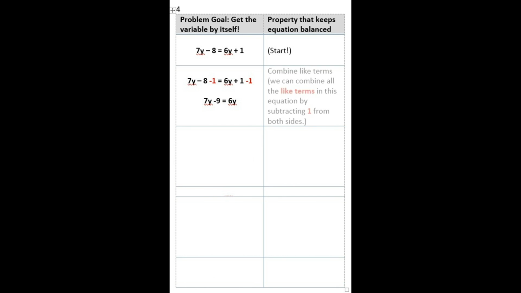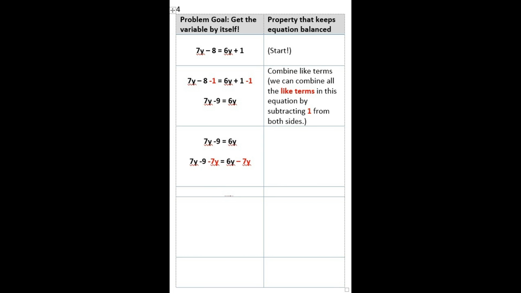And we're starting off here with terms on both sides. So we have 7y minus 8 equals 6y plus 1. The first thing we're going to do is subtract 1 from both sides. What that's going to do is put all our constants, all our numbers without variables, on the left-hand side of the equation. Now, we have 7y minus 9 equals 6y.